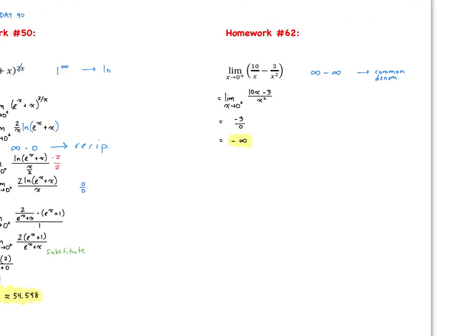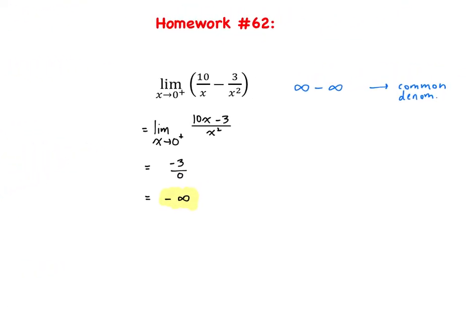The last one I wanted to go through was homework problem number 62. This is where if we use direct substitution right away, we get 10 over 0, which is infinity, minus 3 over 0, which is also infinity. So that tells us we need common denominators. So multiplying this guy by x over x is where we can combine, and we have the limit as x approaches 0 from the right of (10x minus 3) over x squared. Now when we use direct substitution, we get negative 3 over 0, and negative 3 over 0 just tells us we're at negative infinity there.